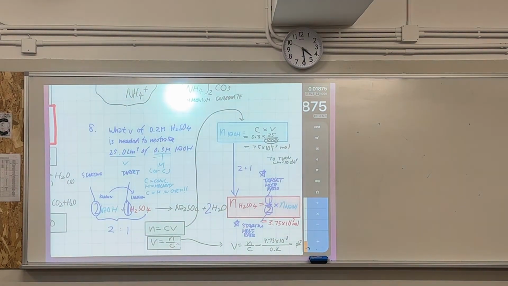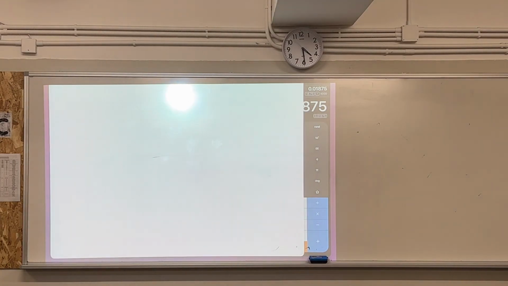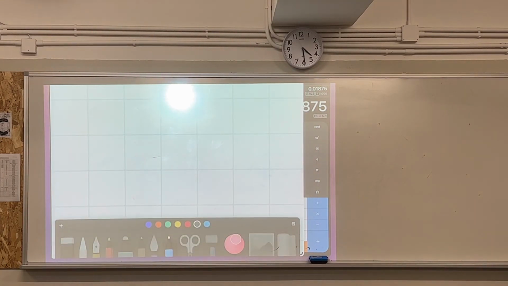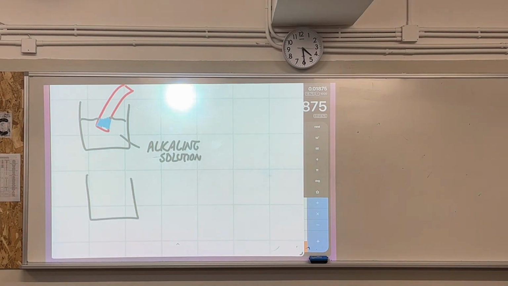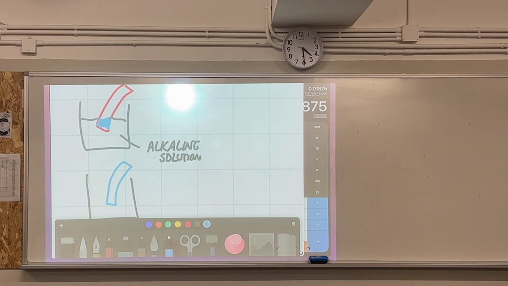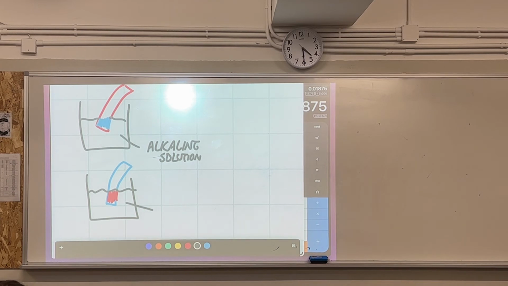It's blue. Do you remember litmus? What is litmus paper for? Litmus paper is for testing for acids and base substances. When you put litmus into an alkaline solution, it turns blue. So this is an alkaline solution. The red litmus will turn blue. When you put blue litmus into an acidic solution, it turns red. So this is an acidic solution.